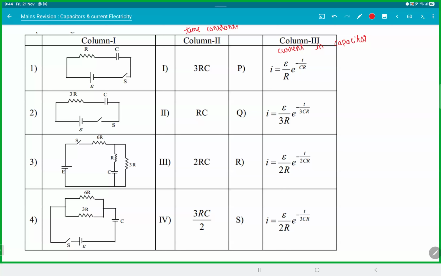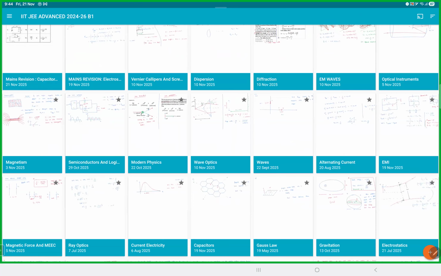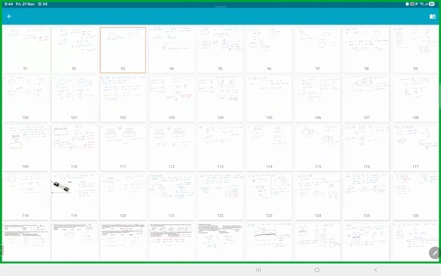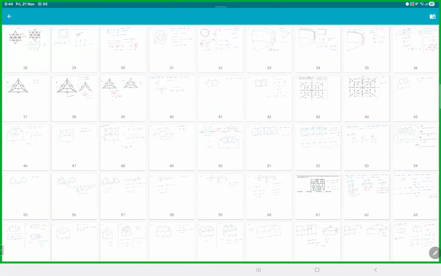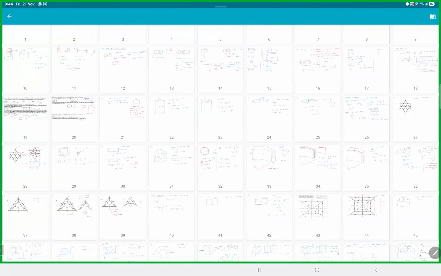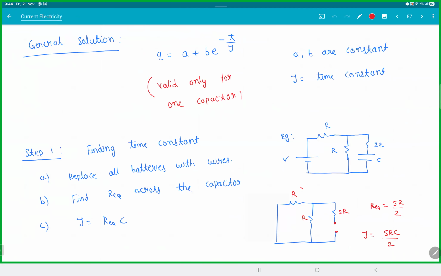And if you know your RC circuits, you can do LR also. Do you remember that second alternate method I taught you, one general solution? If you do the general solution, the time constants also will come. Do you guys remember the process? What was the process? The general solution: the charge on a capacitor will be in the form of Q is equal to A plus B e power minus T by tau. Valid for one capacitor, A and B are constants, tau is the time constant.